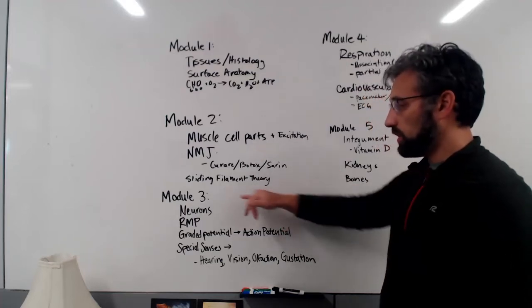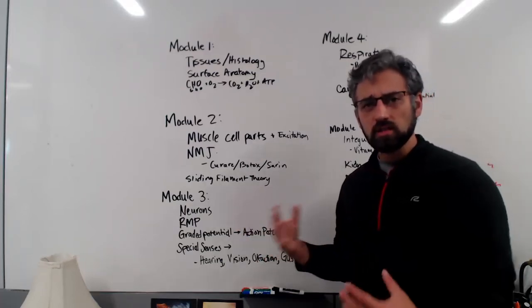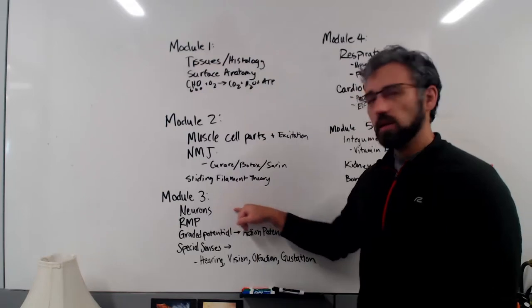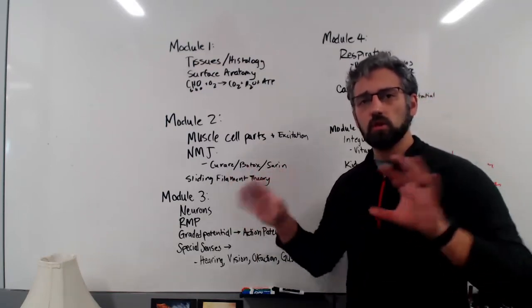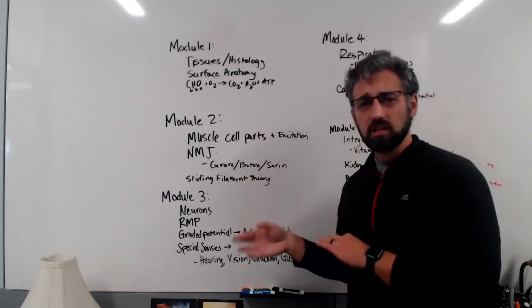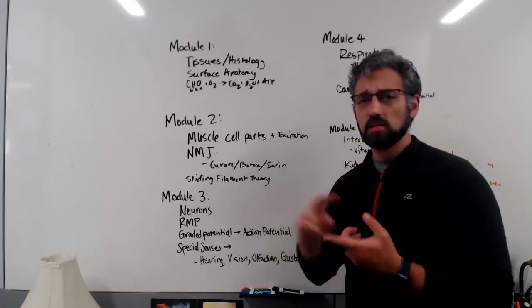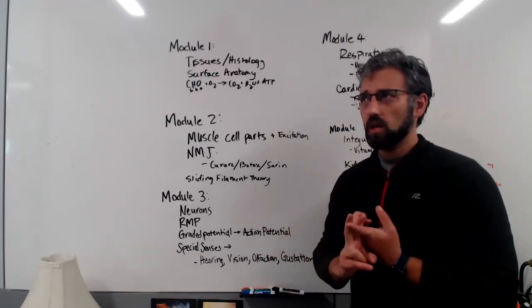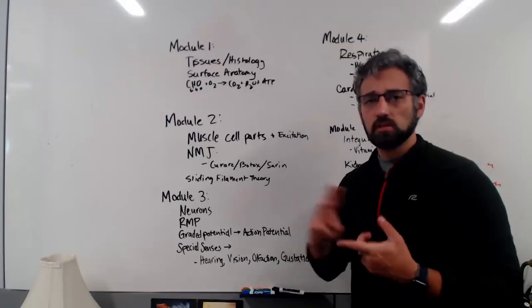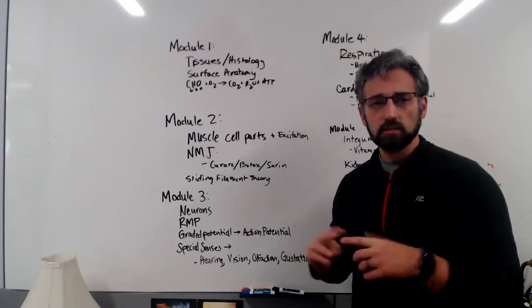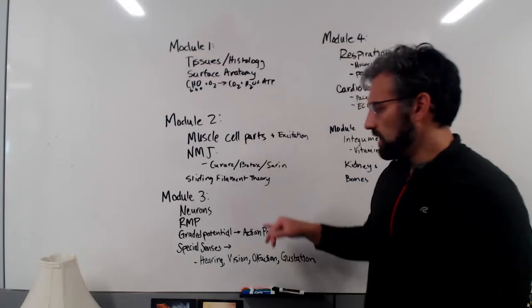Moving on to Module 3. Module 3 was all about neurons and special senses. So being able to understand the parts of a neuron, what's going to go on where, what the different types of cells that are associated with neurons do. So that's neurolemmacytes, the oligodendrocytes, the myelin cells, things along those lines.